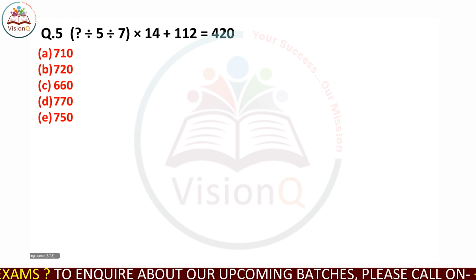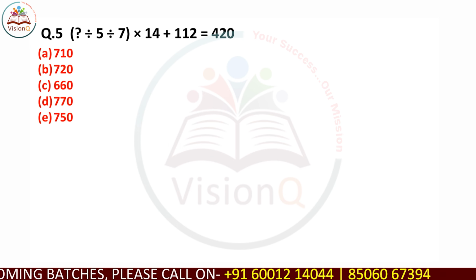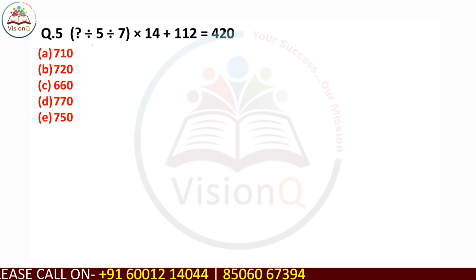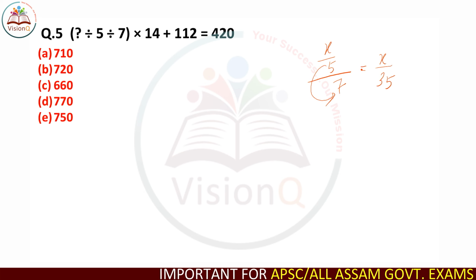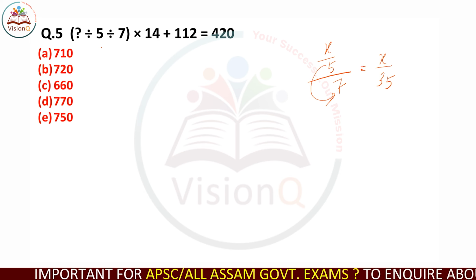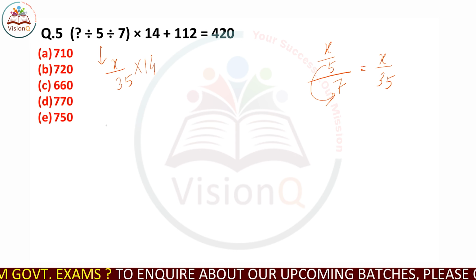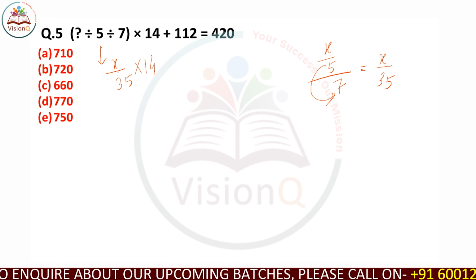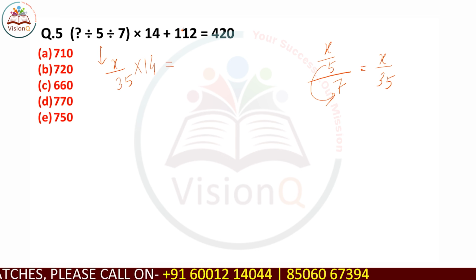So this is the last question of this topic of simplification, question number 5 in front of you. x divided by 5 divided by 7 is nothing but x divided by 5 into 7, which is 35. So now this value in bracket becomes x divided by 35 into 14. This whole term consists of x, so let me transpose the other term to the right hand side.